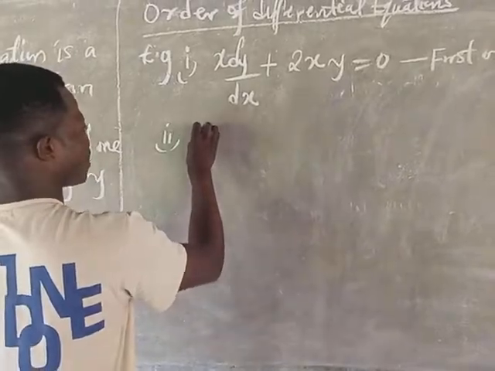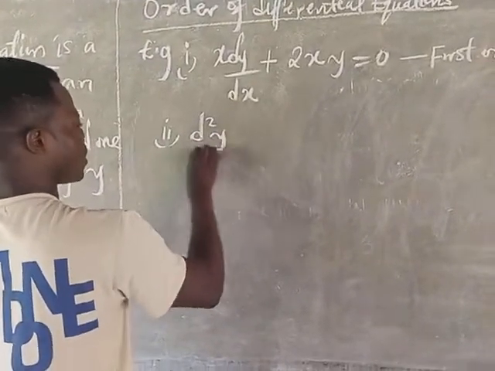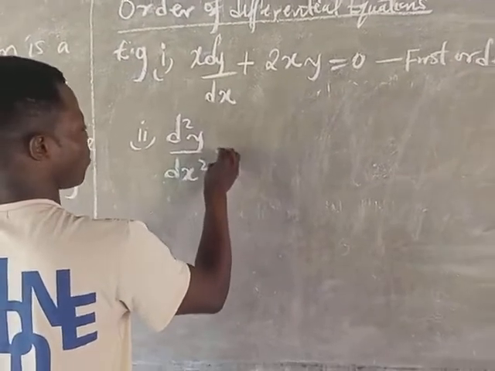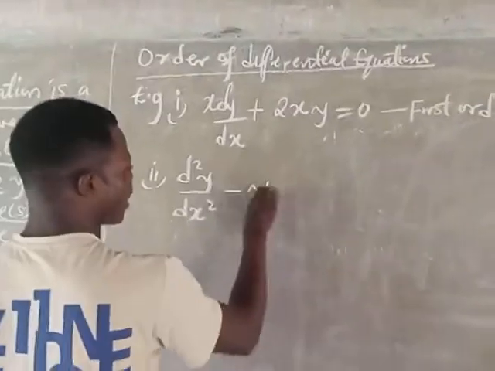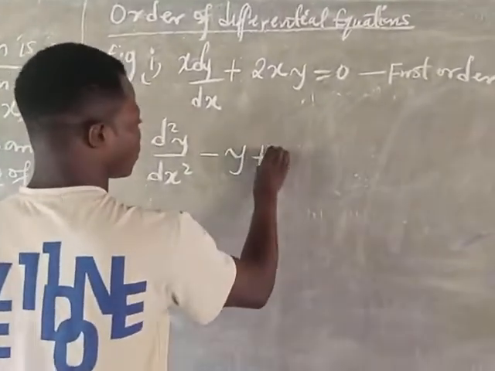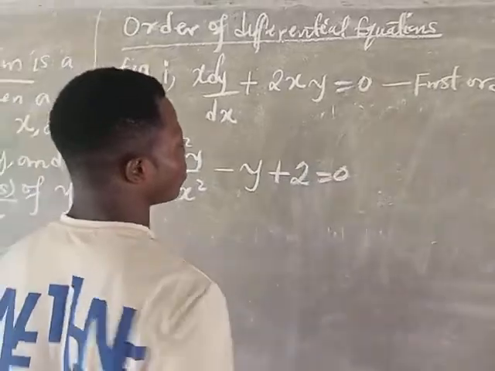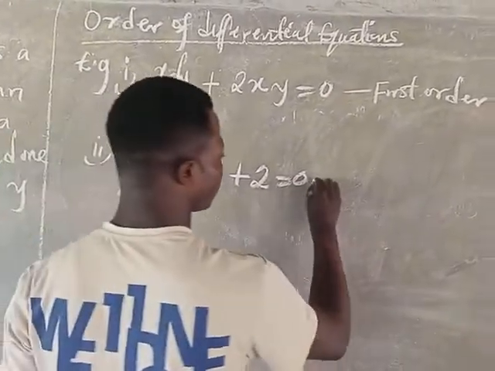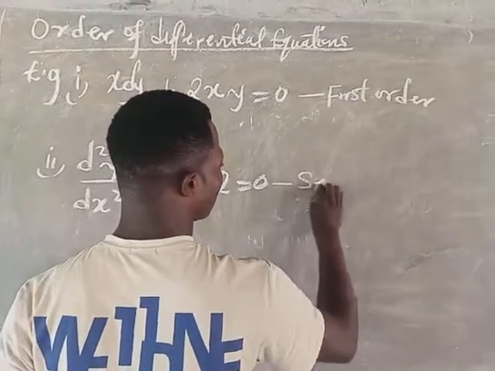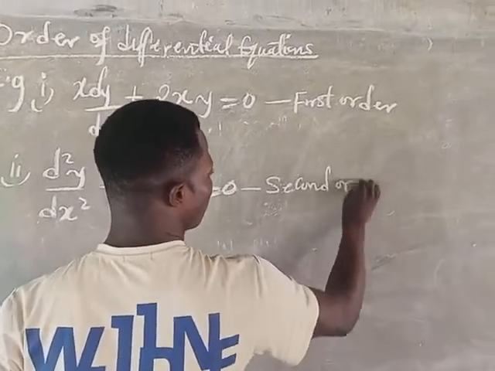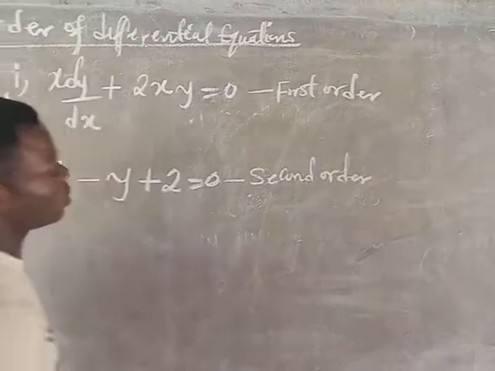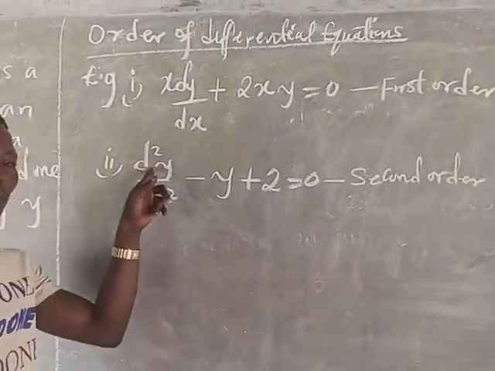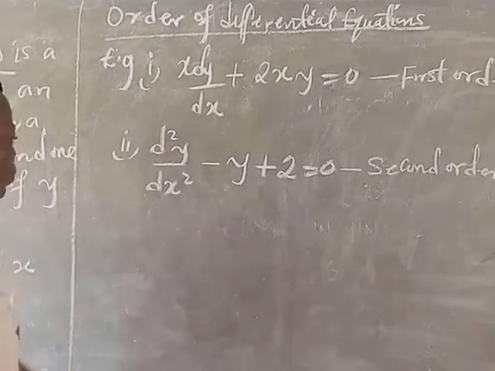If you have d²y/dx² minus y plus 2 equal to 0, this is second order. That is order of 2. The degree of the derivative here is 2.